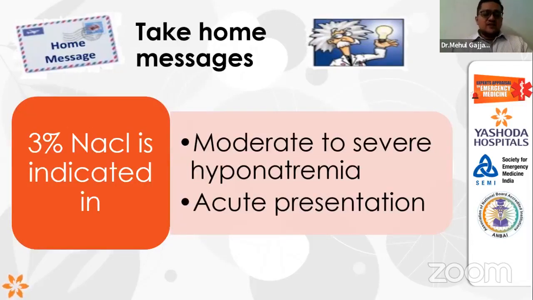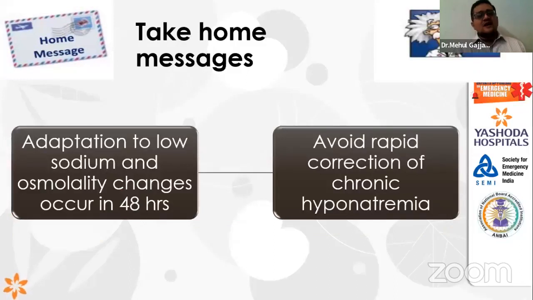3% NaCl is indicated in case of moderate to severe hyponatremia, or whenever there is an acute presentation of hyponatremia. And last, adaptation to low sodium and low osmolarity gradually occurs after 48 hours. Once the brain has adapted to this chronic hyponatremia, if you go for rapid sodium correction, there are high chances of developing ODS or osmotic demyelination syndrome. So you have to always keep this in mind.